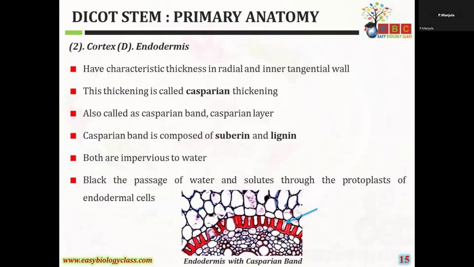Next, the endodermal cells have characteristic thickenings in the radial and inner tangential walls. These thickenings are called Casparian thickenings, also known as the Casparian band or Casparian layer. This band is composed of suberin and lignin, both of which are impervious to water. They cannot absorb water, so they block the passage of water and solutes through the protoplast of endodermal cells. So sometimes the Casparian thickenings or bands are present in the endodermis, and they do not allow water and other solutes to pass inside.